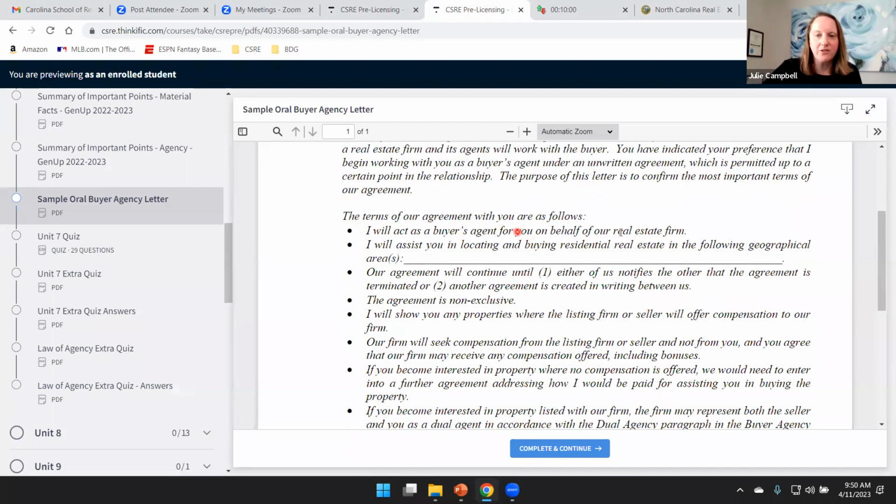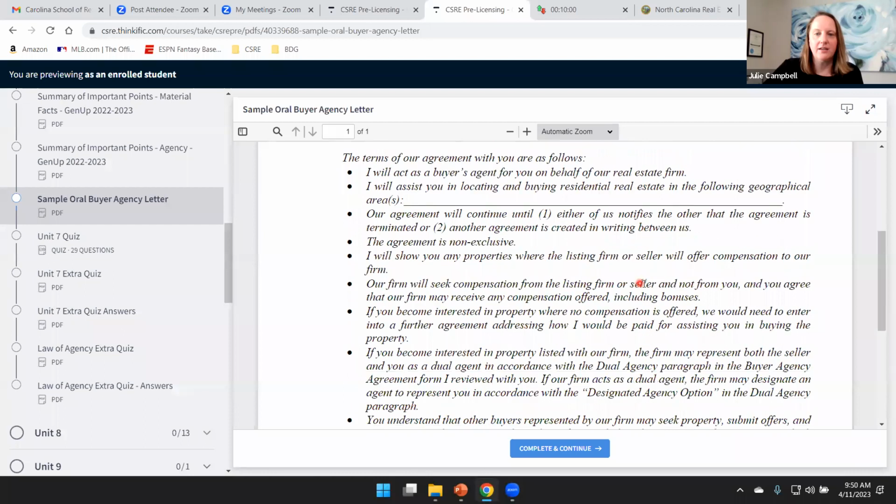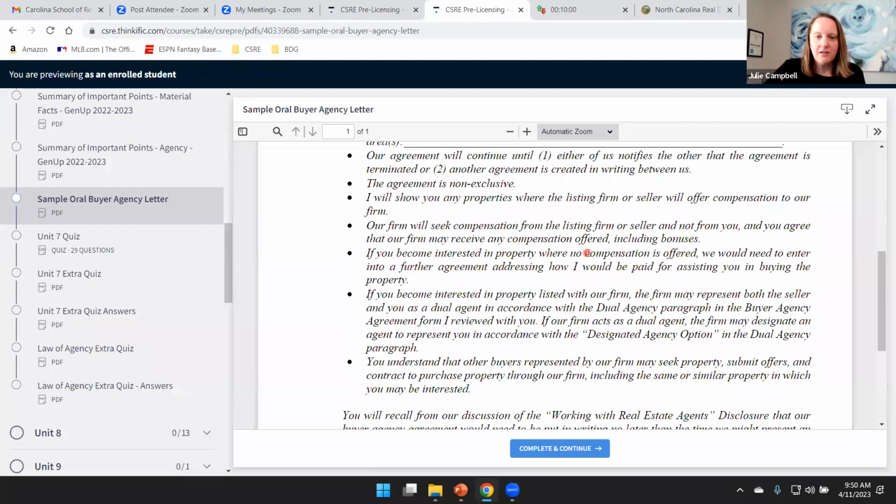I will act as a buyer's agent for you on your behalf. I will assist you in locating and buying property. Our oral agreement will continue until either one of us notifies the other that it's terminated or an agency agreement is created. We tell them it's non-exclusive. I'll show you any properties where they're offering me commission.